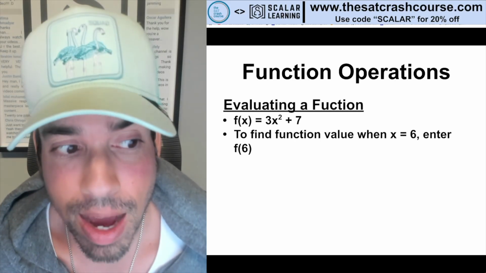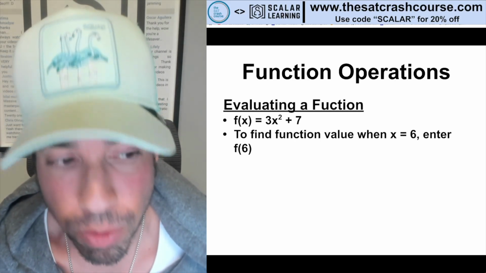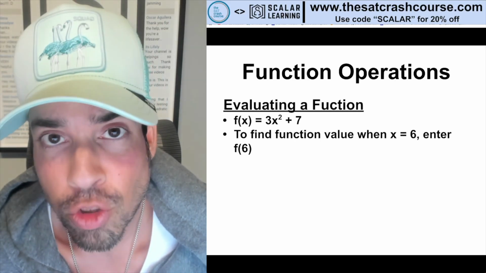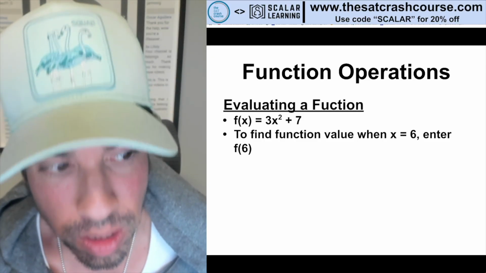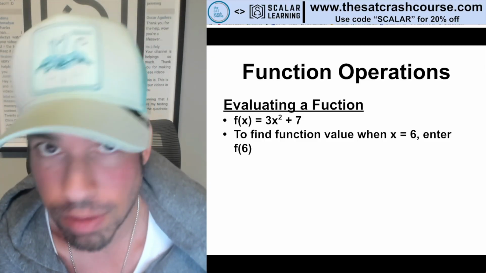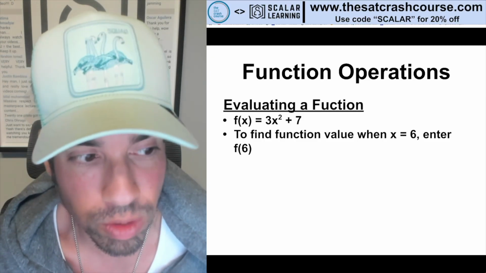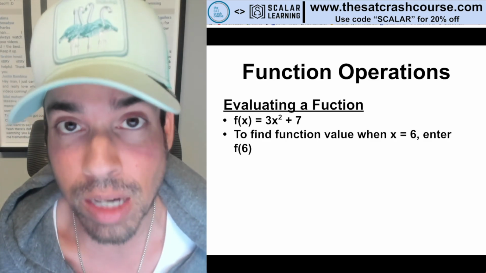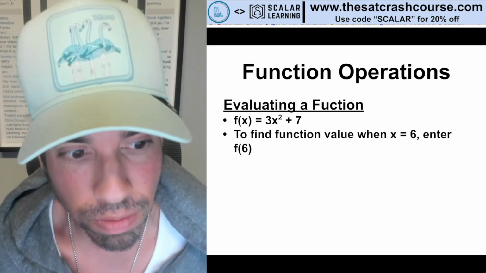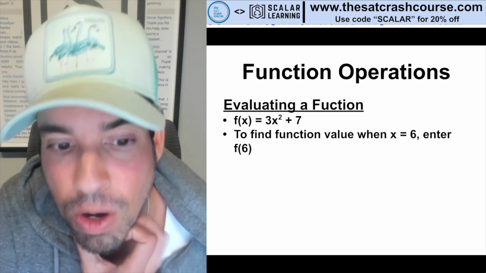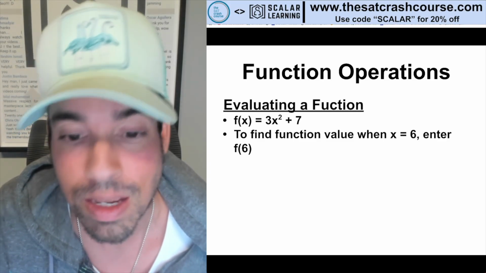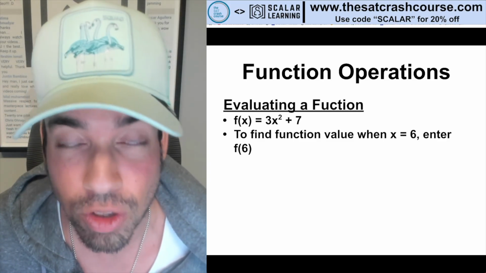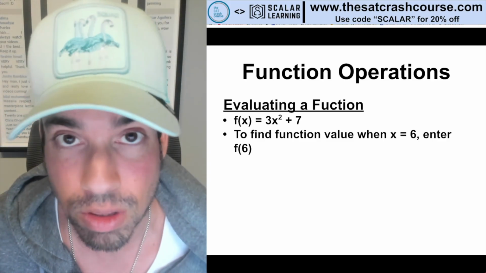Now we're going to talk about how to evaluate a value for a function, and it's pretty straightforward. The first thing you're going to do is you're literally going to write f of x or g of x or whatever the function is you want, right? So in this case, we're writing f of x equals 3x squared plus 7. So that's just a particular function. Then to find the function value when x is equal to 6, on the next line, you can simply enter f of 6 and it will spit out the value for you.